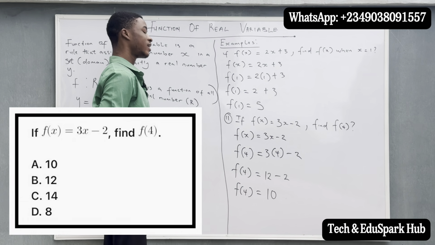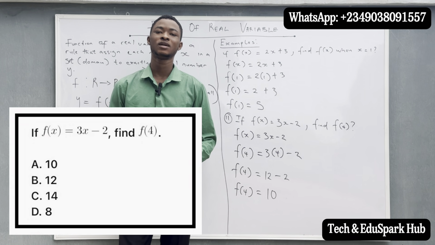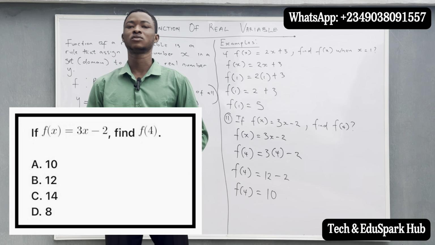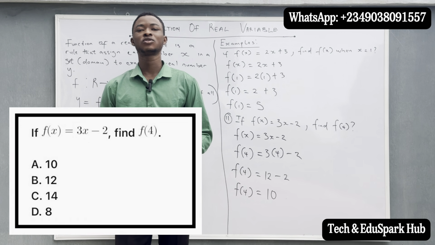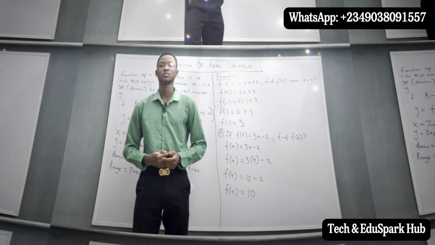And this is our final answer to questions of this type. So f of 4 to this equation is what? 10. So option A is correct to this kind of question. So this will be all about function of real variable. Next up, let's look at the domain of a function.